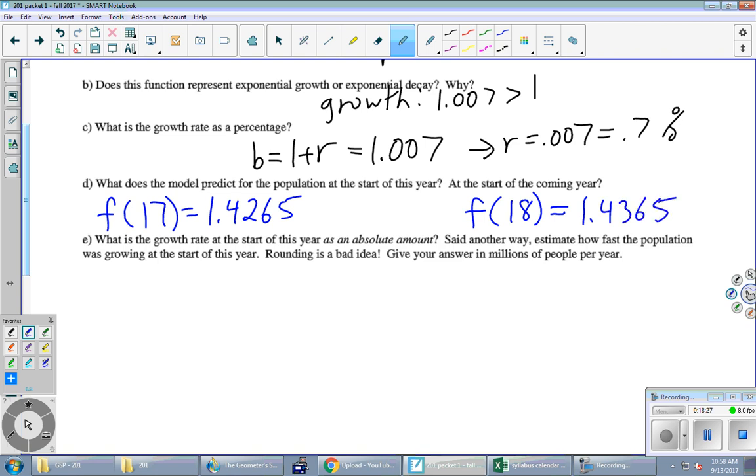Okay. So again, the units here were billions of people. Is there an abbreviation? So at the start of this year, predicted 1.4265 billion people in China. At the start of 2018, 1.4365 billion people. Okay. So it looks like, how many people did we gain in millions? How about we do that? 100 million, is that right?